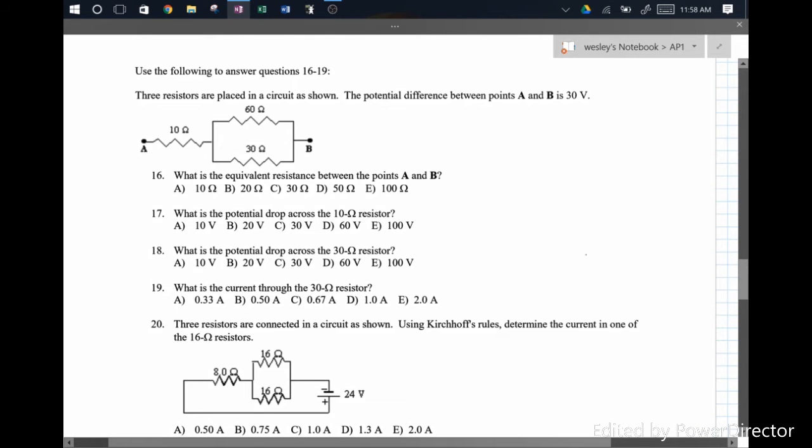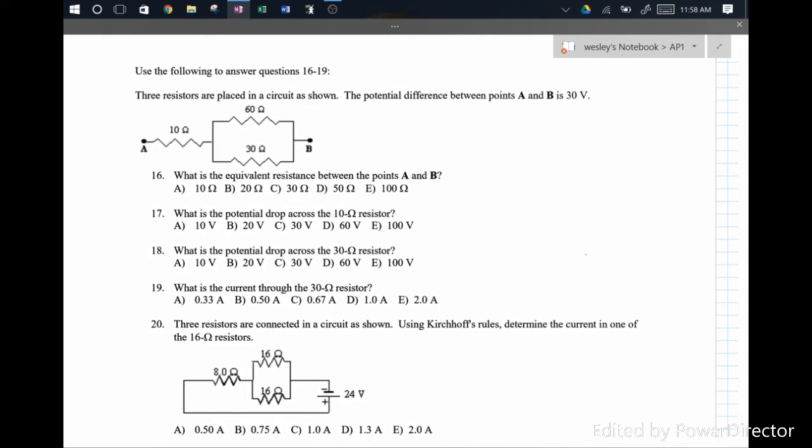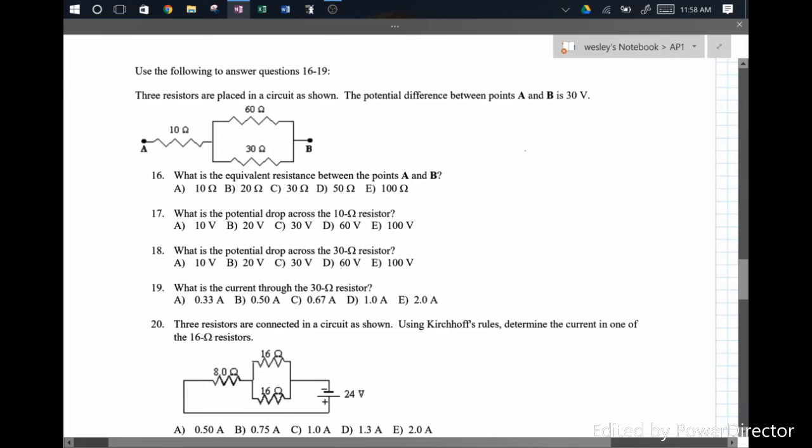All right, numbers 16 through 19, it's similar to one that we've already done. So again, what we need to imagine is that between points A and B, we have a 30 volt battery. But before we can do anything with that, we need to combine the 30 and the 60 into one resistor. So 1 over 60 plus 1 over 30 is 1 over R. Solve for that. Take the inverse. R is 20 ohms. Not 2 ohms. 20 ohms.